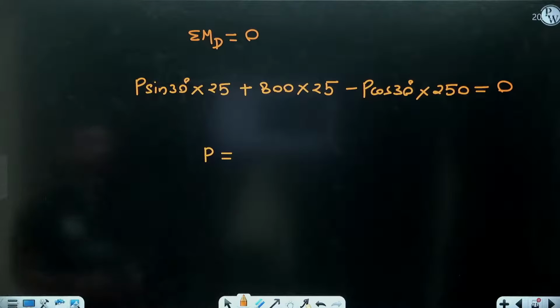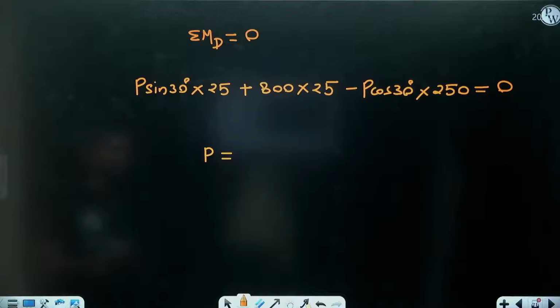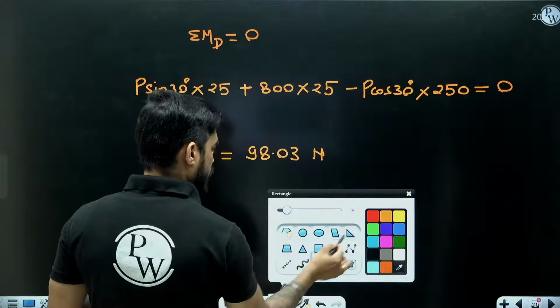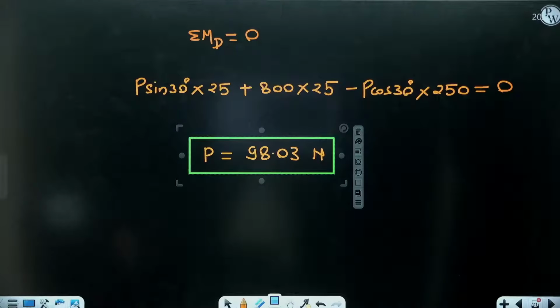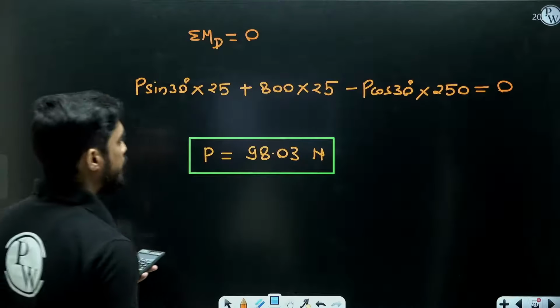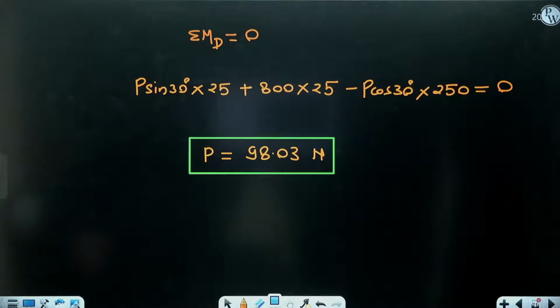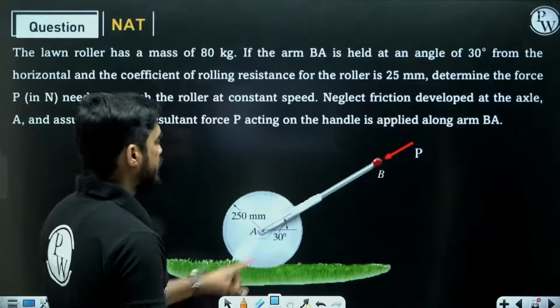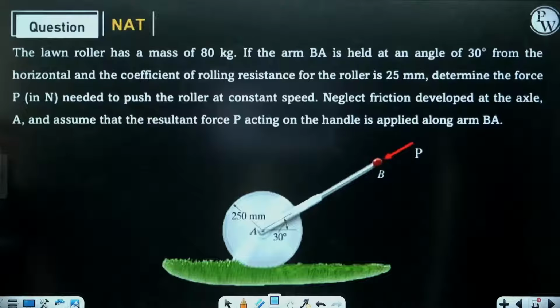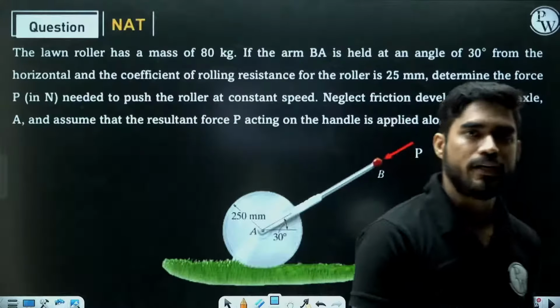So tell me, what is the value of P? I am getting 98.03 Newton. Are you also getting the same? 98.03 Newton. 800 into 25 divided by 250 cos 30 minus 25 sin 30. So it is almost 98.03 Newton. So if you apply 98 Newton at 30 degree, this roller will start rolling at constant velocity. Okay. So I hope this question is clear on rolling resistance.